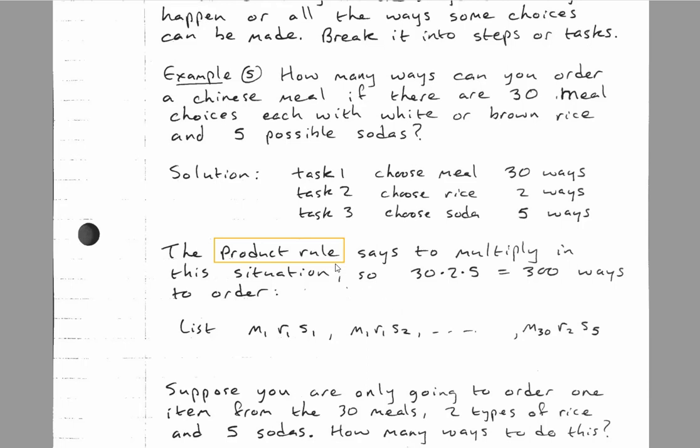Okay, so that's the product rule. If there are X ways to do the first task and Y ways to do the second task, then you have X times Y ways to do both tasks, and keep multiplying for more tasks.